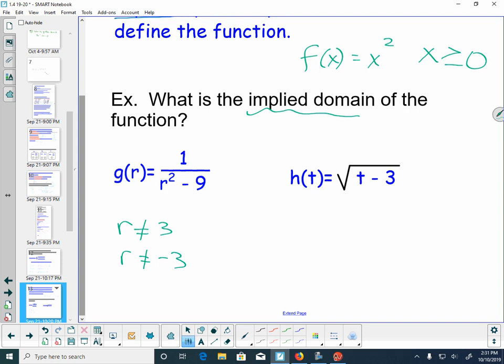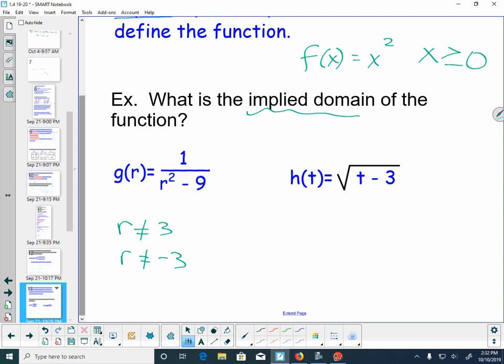What about the implied domain for my h of t function? Kyla. T cannot equal 3. Why is that? 3 minus 3 is 0. So isn't it allowed? Aren't we allowed to take the square root of 0? You just said square root of 0 is 0. So I think 3 is okay, but I think there are problems. There are some numbers that we're going to have to exclude from our domain. What are we not allowed to have underneath of that? Can't have negative numbers, right?